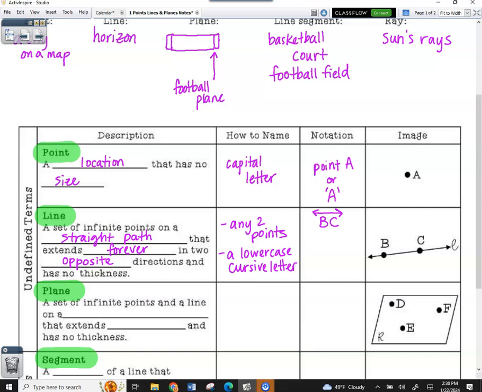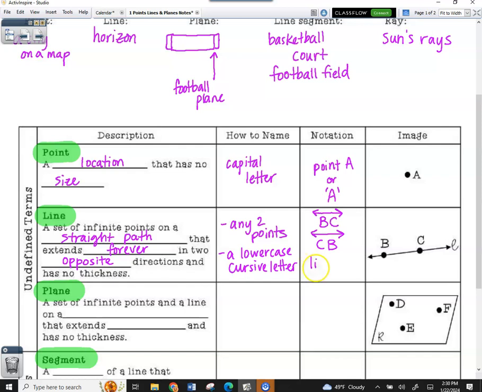How can I tell that's an L? You would be able to tell. And if you called it an I, I would not mark it. Now, the beautiful thing about this is that's not the only way to name that line. I could also name it CB. So order does not matter when you're naming a line because it's continuing on, right?